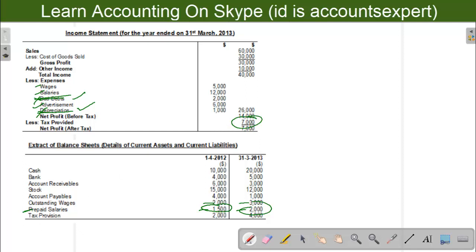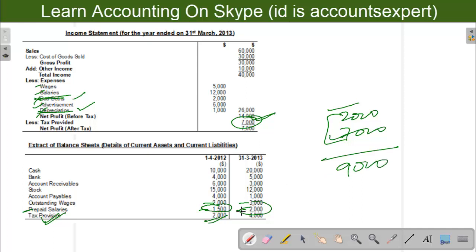What is the opening tax provision? Opening tax provision is 2000. And during the year we provided tax how much? 7000. So tax provided should be 9000 at the end of the year. But at the end of the year only 4000 is given. Instead of 9000, only 4000 is there. It means we paid during the year tax how much? 5000.